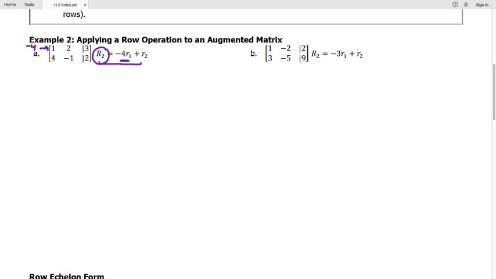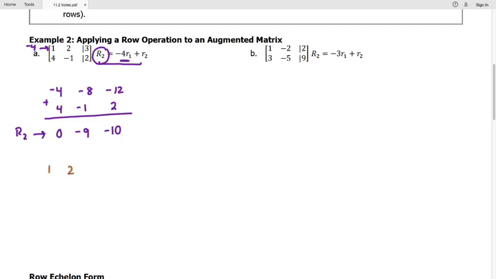by -4. That gives us -4, -8, -12. And then we're going to add to that what row 2 is, which is 4, -1, and 2. We're going to add these two things together, and we're going to see what we get. We get 0, -9, -10. That is the new row 2. So we go back to our augmented matrix, and the final answer is this.